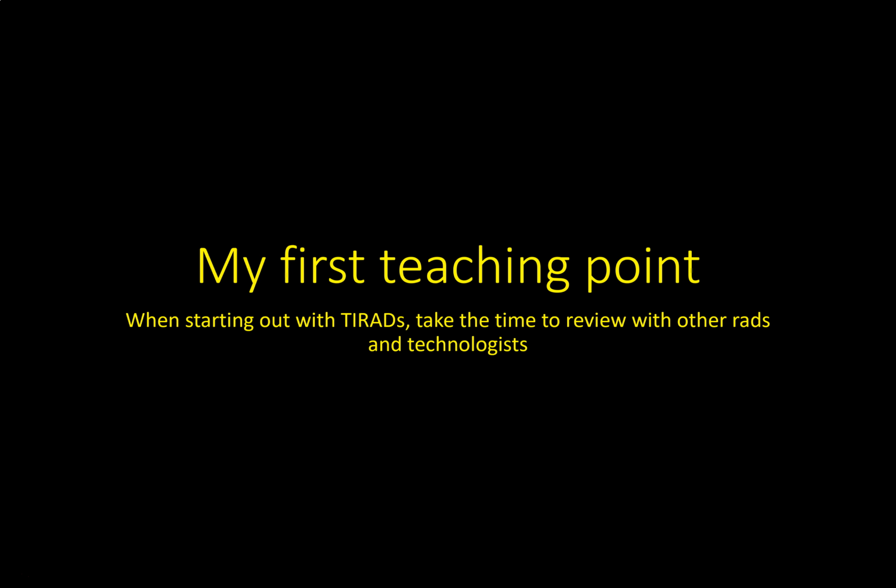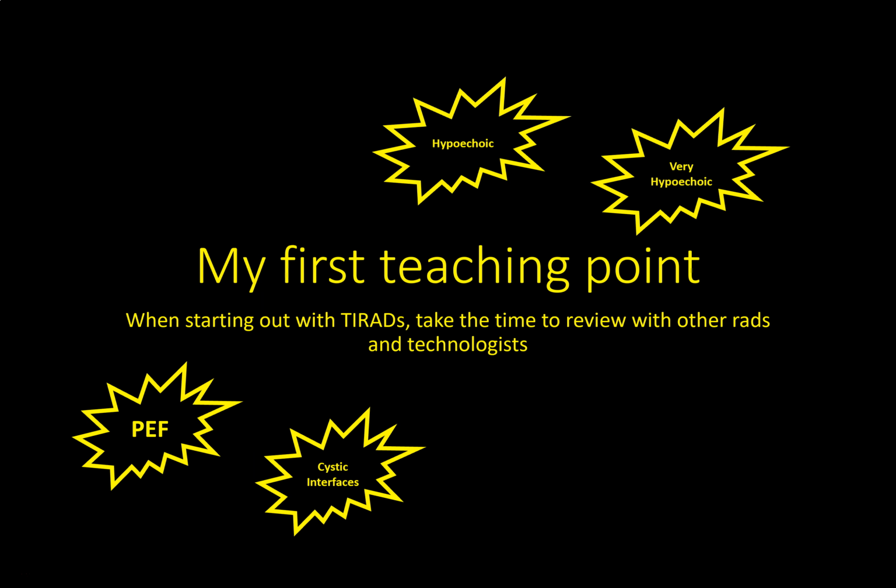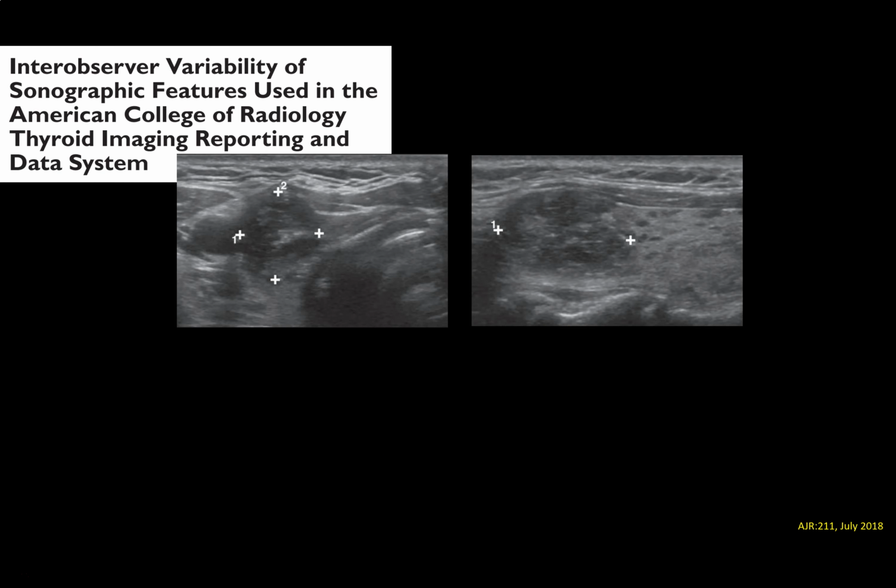And while it is a step forward in the reporting of thyroid nodules, I do believe there are times when there's going to be some variability, both inter-observer and intra-observer variability. For instance, is it cystic interfaces, or punctate echogenic foci? Is it hypoechoic or very hypoechoic? Now, this is not news, of course. The literature has already demonstrated some variability in the TIRADS usage among radiologists.